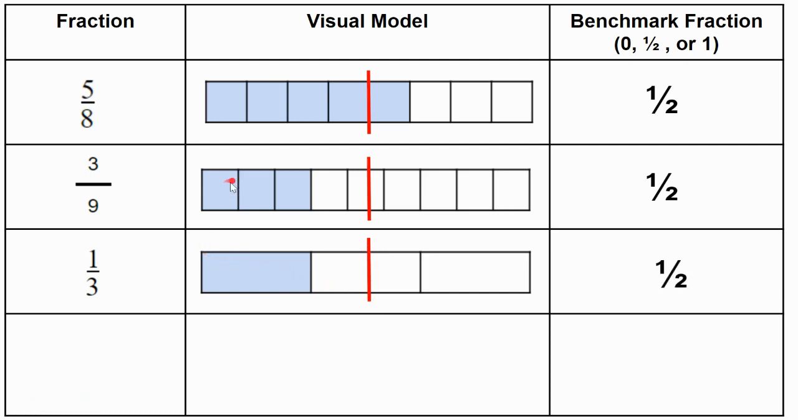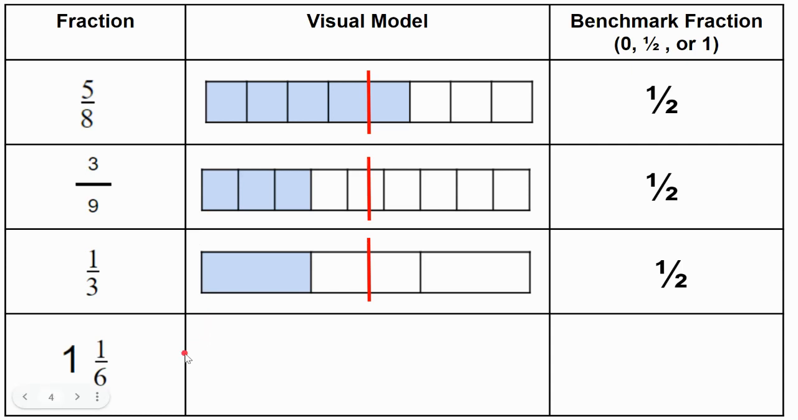Notice with these two fractions, we have the same part of the whole shaded. So if we look, the same amount of the entire whole is shaded, even though in 3/9 there are more parts shaded, each part is smaller. So since the same amount of the entire whole is shaded, 3/9 and 1/3 are equivalent fractions.